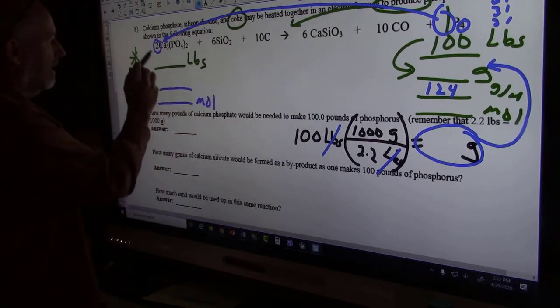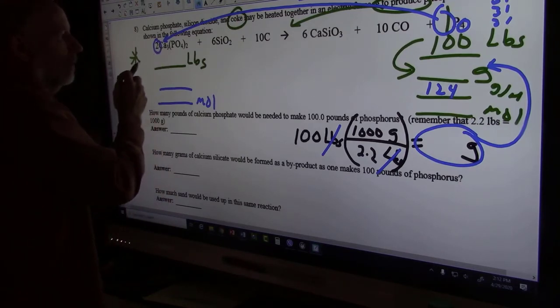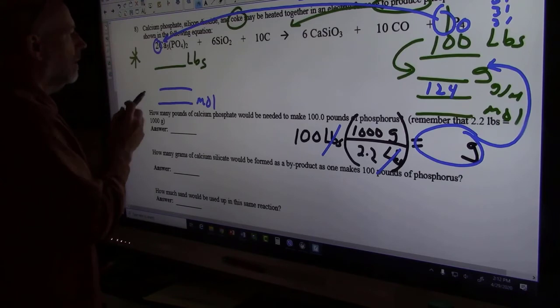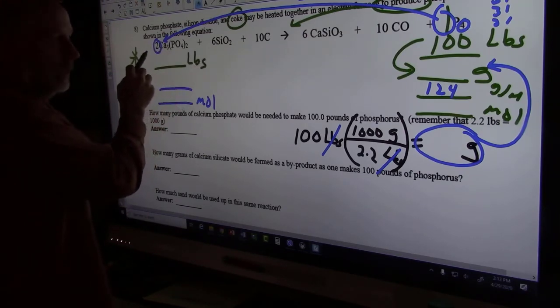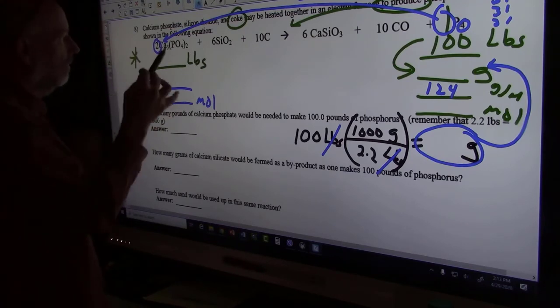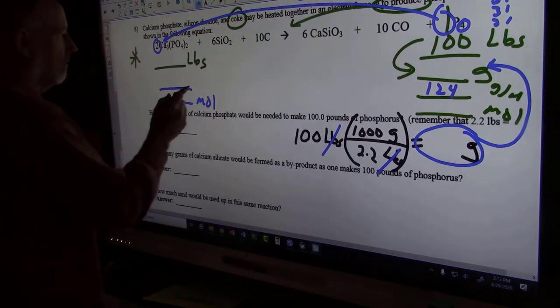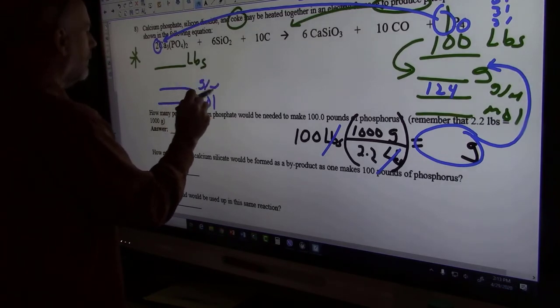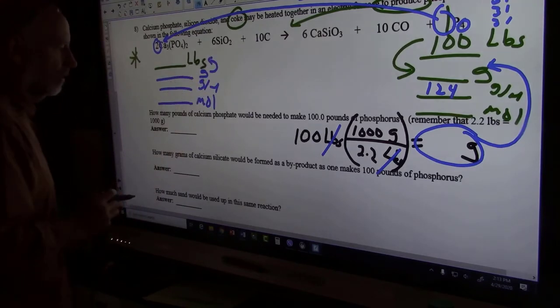Okay, you need the molar mass of Ca3(PO4)2. That's going to be a big one, because I think PO4 is about 96 or something like that. You've got 2 of them, so that's darn near 200, plus 3 calciums, which is 40 plus 40 plus 40. It's going to be a little shy of 320 grams per mole. That'll give you grams, and then you have to go from grams to pounds.